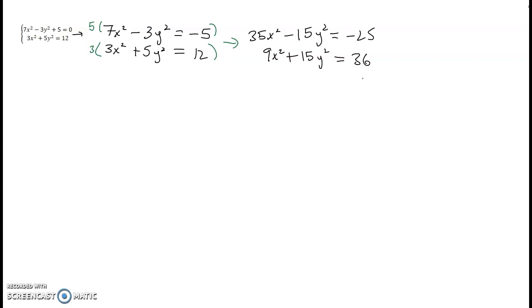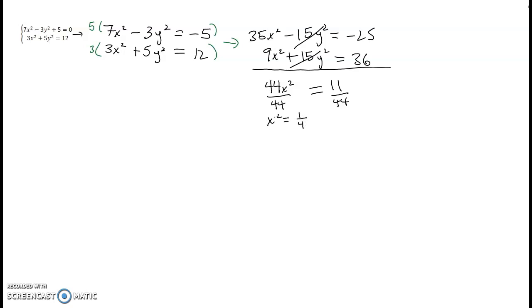All right, so now that we have gotten those to match up, we are going to line these up and add them. So 35x squared plus 9x squared is 44x squared. Negative 15y squared and positive 15y squared are going to eliminate, and that's going to leave us equal to negative 25 plus 36, which is 11. Now I am going to divide by 44 on both sides here, and that is going to give me x squared is equal to 11 divided by 44, which is 1/4.